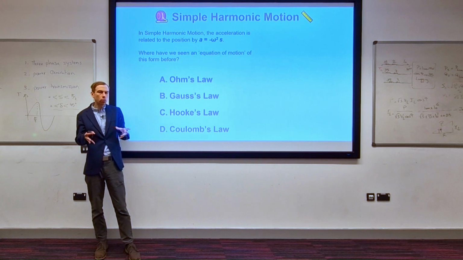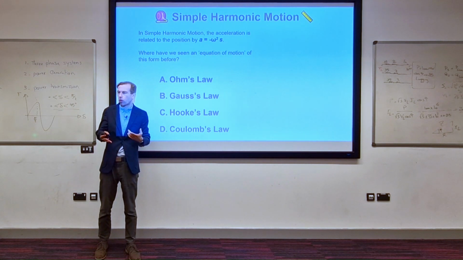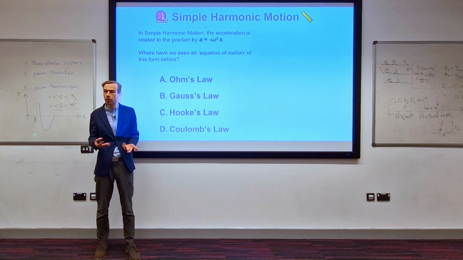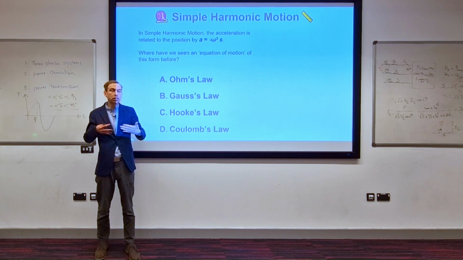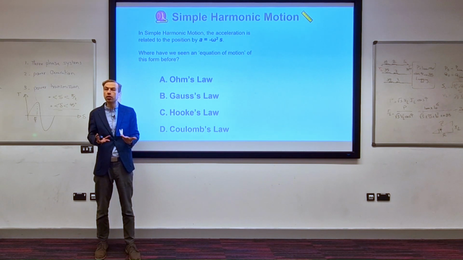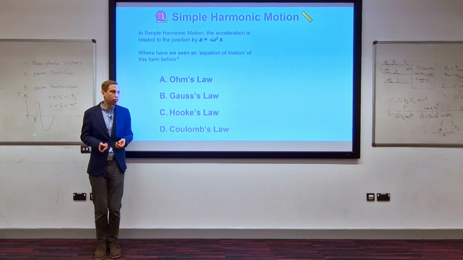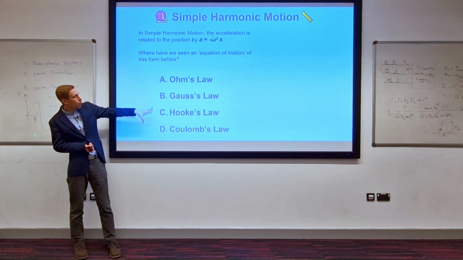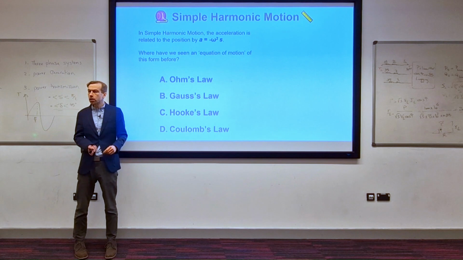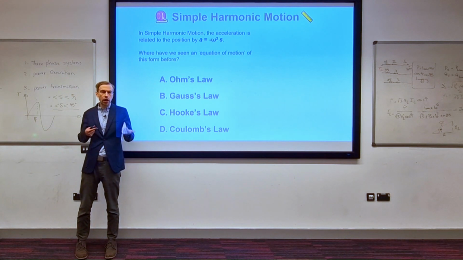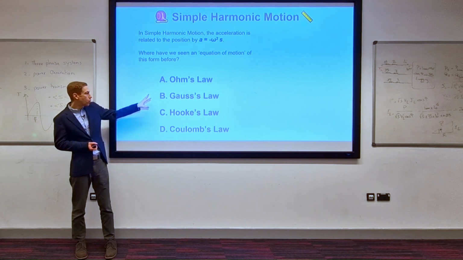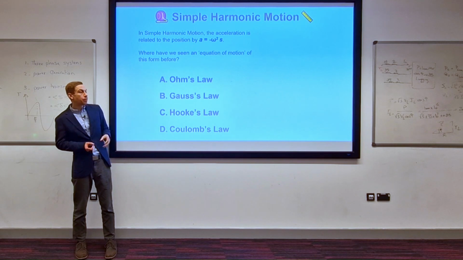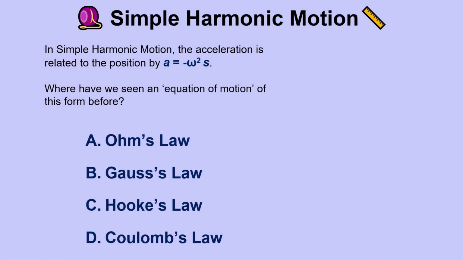Now you might think, well, we've not seen the omega and the omega squared before, and all this is kind of new. So, obviously some of that is new, but what we're thinking about here is the form of this relationship. And it's actually come up in one of these laws here. So have a think about this, maybe have a chat with the people around you: which of these laws have we seen an equation of motion of this form before?